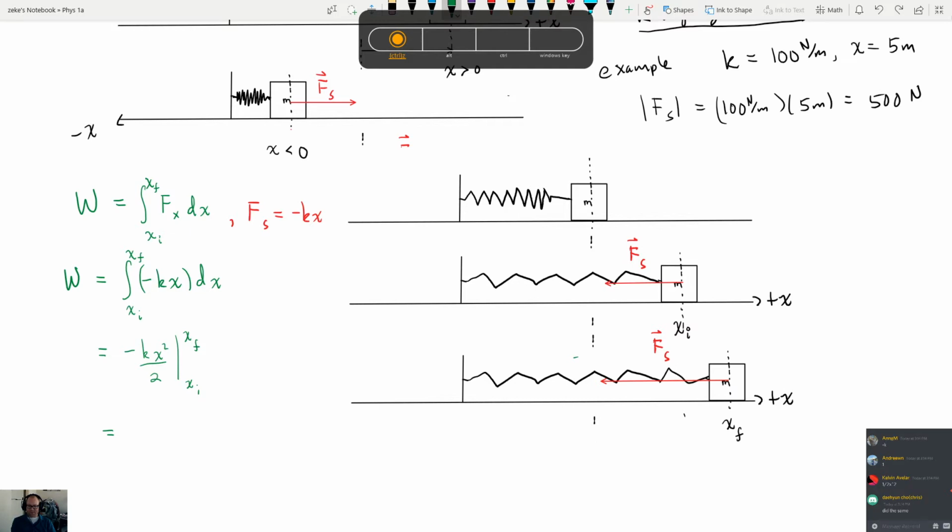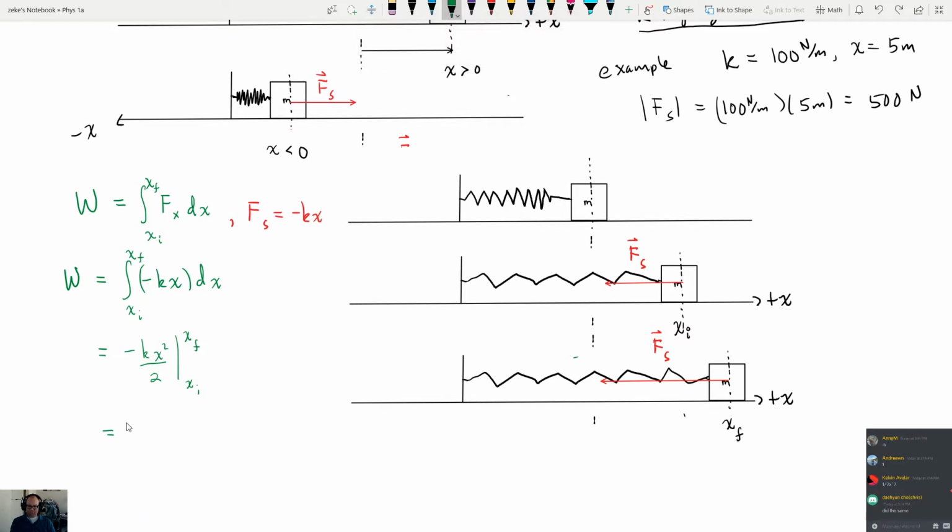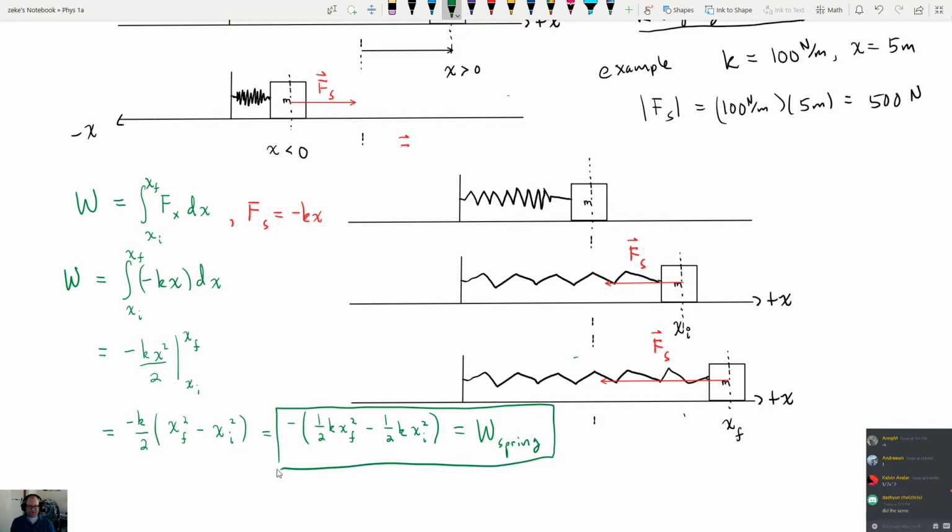Kind of skipping steps, I shouldn't do that. So we're going to get negative k over 2, we'll pull that on the front, multiplied by x final squared minus x initial squared, which I'm going to write like this. It's going to be negative of 1/2 k x final squared minus x initial squared. Obviously, you can write this however you want, but I'm writing it like this in anticipation of what we're going to be doing in a few minutes. But that's the work done by the spring, basically.